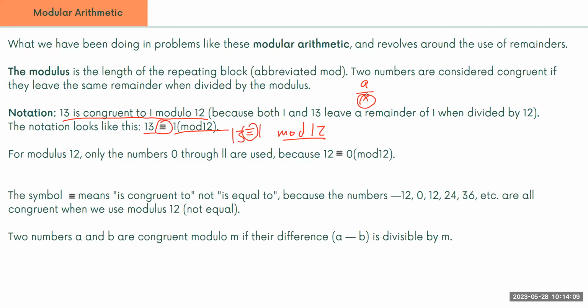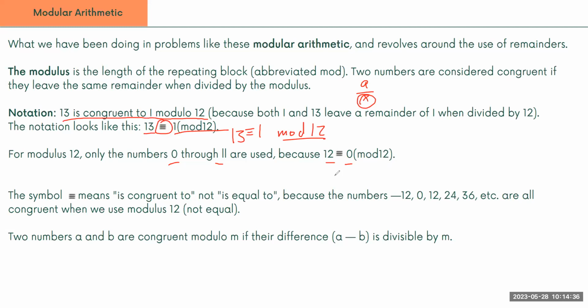For modulus 12, generally, if it's looking for one answer, it's looking for a number between 0 and 11, because 12 is congruent to 0 mod 12. 12 minus 12 is 0, so the remainder is 0 when you divide by 12. This three-line symbol is read as "is congruent to."